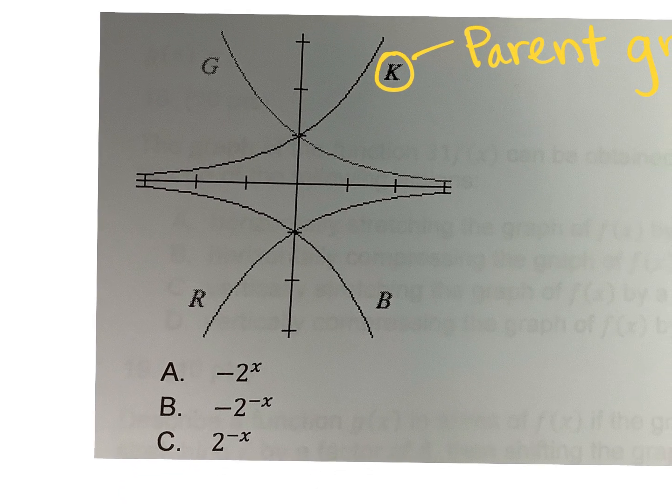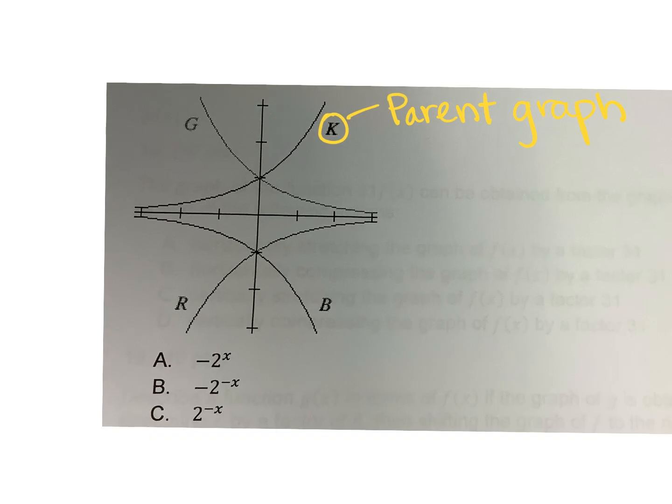Okay, the next one, we have a parent graph is given, and it is k on our online. So to get to g, we have reflected across the y-axis, reflection. So that would be a negative on the inside. So that would be this one.